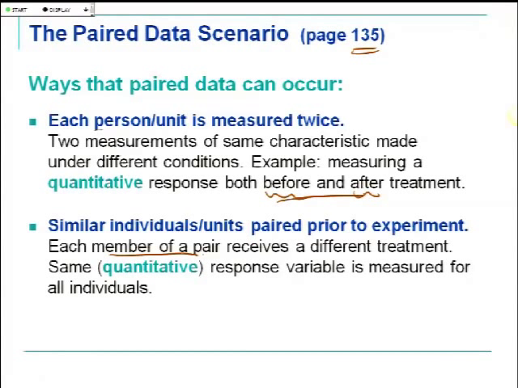I match or pair by age, previous heart condition, so that these two treatments can be compared for two people that are very similar with other possible confounding variables. So that's another possibility, is you actually do pair up your subjects. So they are two separate people, but they're meant to be put together because they have common characteristics.